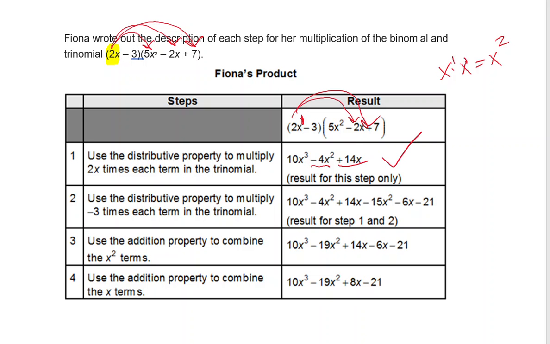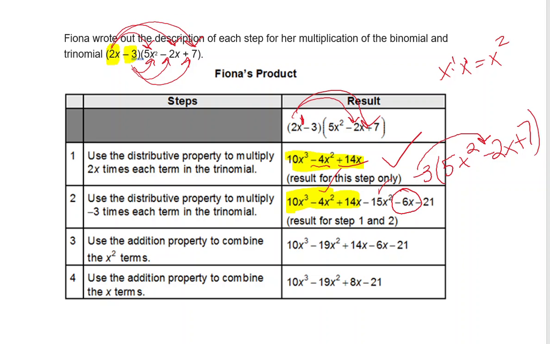It looks like they have brought that step down here, and we already checked that. We know that that part is correct. Now they are distributing the negative 3 to each term in the second parentheses. So negative 3 times 5x squared. I'm just going to write this out so that I can see what I'm distributing. Negative 3 times 5x squared is negative 15x squared. Negative 3 times negative 2x. Here we have a negative times a negative, which should be a positive. And then negative 3 times positive 7 is negative 21. So it does look like that right there should be positive 6x.